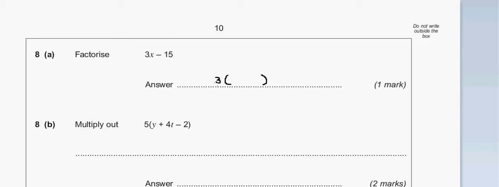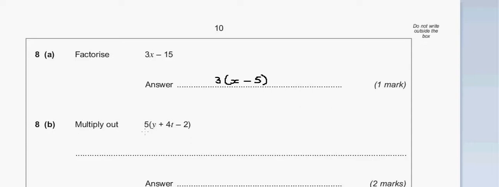Now it's just a question of 3 times what will give me 3x. Well, 3 times x will give me 3x. I put in the minus. 3 times what will give me 15? 3 times 5 gives me 15. 3 times minus 5 gives me minus 15. That's it. Nothing more complicated.